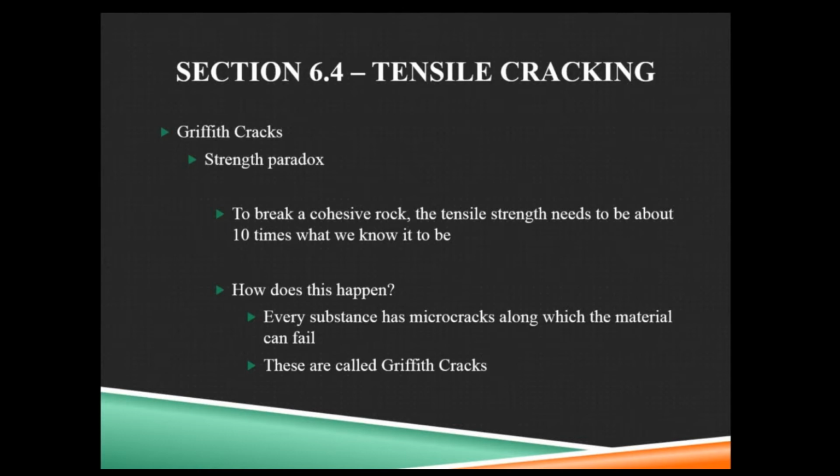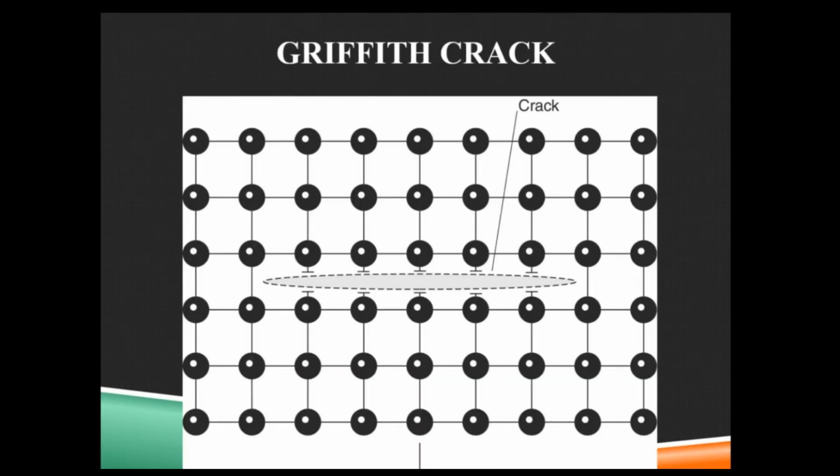Well, the answer is Griffith cracks, named for the guy who discovered them. Griffith found that even in something that doesn't look broken whatsoever, and therefore should be incredibly strong, there are tiny imperfections, tiny cracks that we can't see. They weaken it. So every substance has microcracks along which the material could fail, and we now call them Griffith cracks. It could be down at the atomic level. This crack is 5 atomic bonds long. Something happened, they didn't bond quite right. It's a weakness. That weakness can grow when you apply stress.